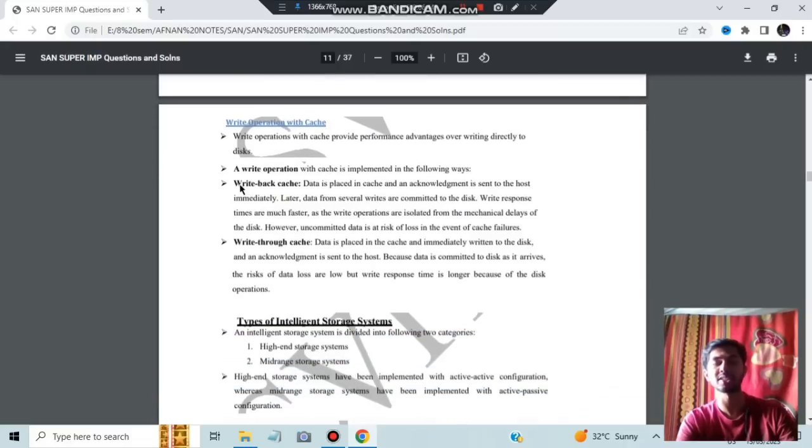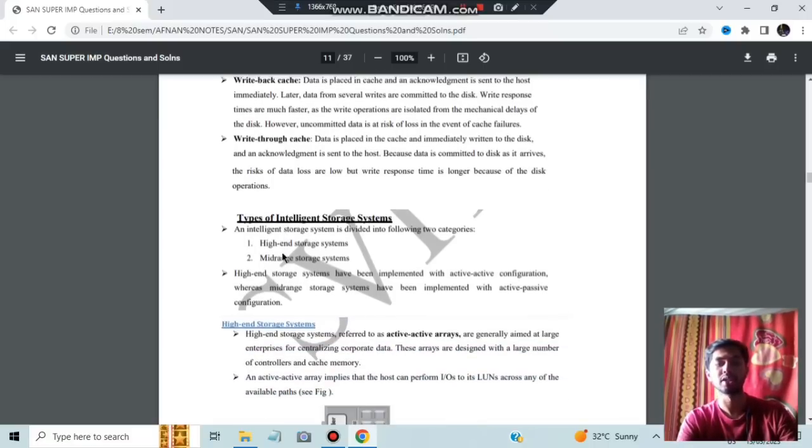In write, we have 2 things: write back cache and write through cache. Write back cache means you write into the cache, and only then can you perform the second operation. Write through cache means you write to the cache and perform the other operations simultaneously. Okay. That was about the cache.